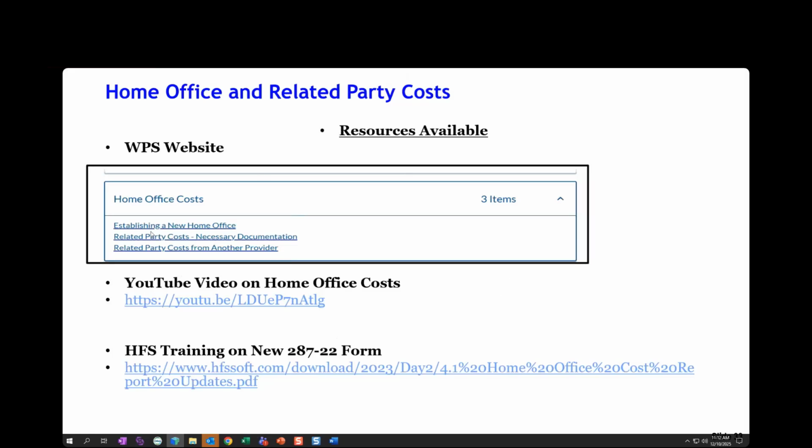A couple other quick links. There is establishing a new home office. If you're in that situation and you need the details, there's the link to find the application, the necessary documentation, and related party costs from another provider, like an acute that's providing managerial service to a CAH. That article goes through that linkage. I also included HFS's training document on the new 2872 form set.